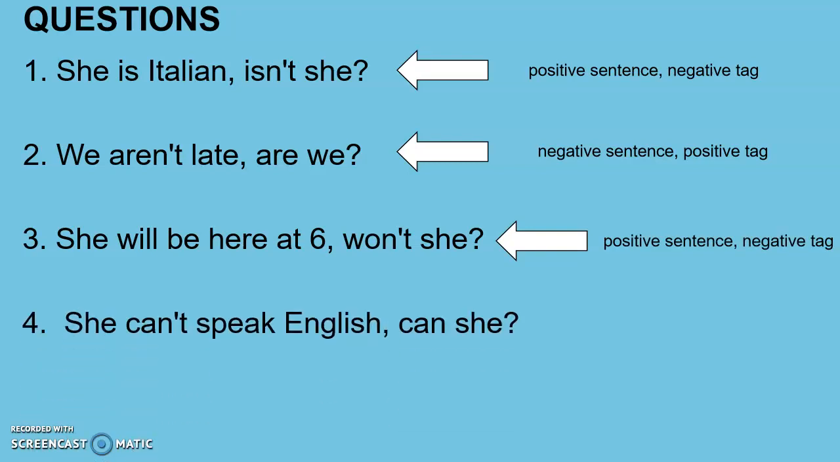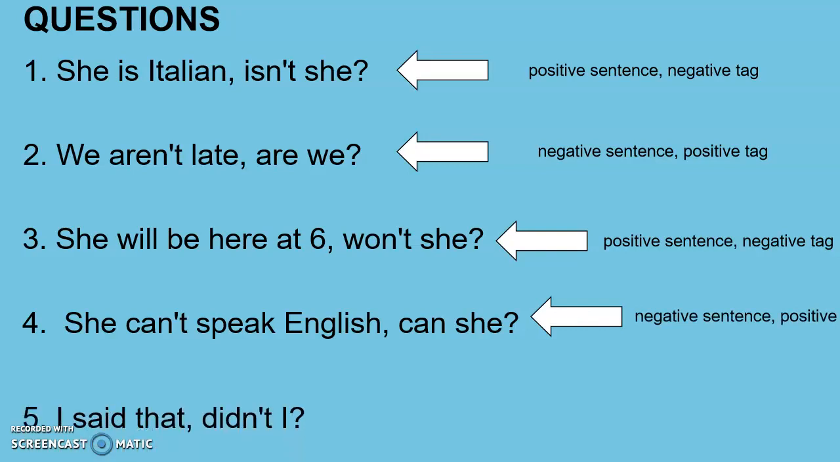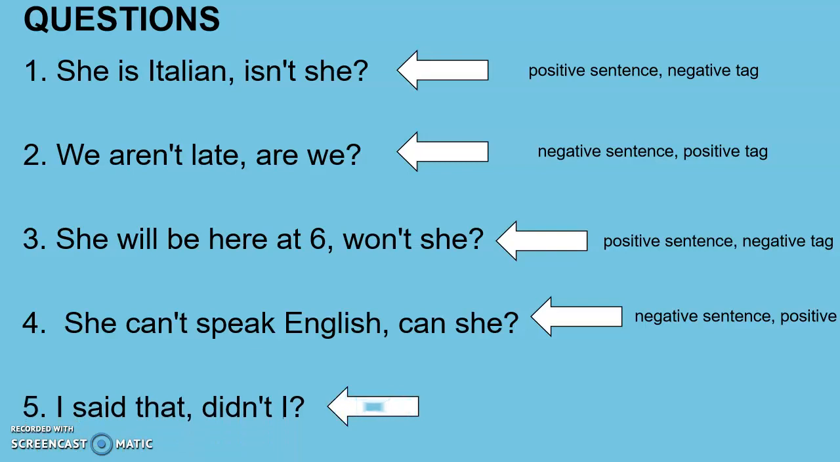Next part, she can't speak English, can she? Negative sentence equals positive tag. And last but not least, I said that, didn't I? Since it is a positive sentence, therefore it is a negative tag.